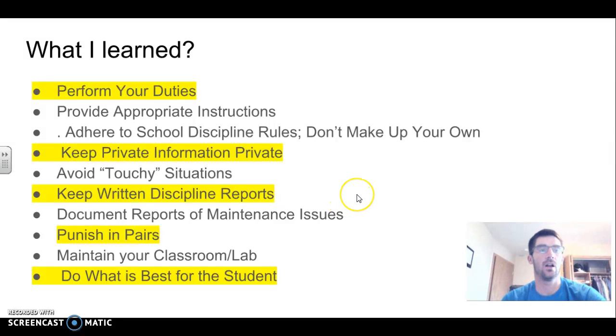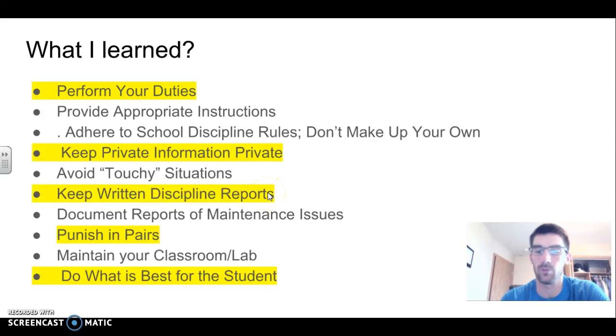The biggest takeaway I learned was perform your duties, okay? Make sure you're in the right spot at the right time. Even if it seems boring or repetitive, that's yours. And these are the 10 that were on the topic. I'm not going to hit on all of them, just the more important ones for my school district, I feel. Keep private information private, and that's a law that we just learned on our last couple assignments, and that's very important.